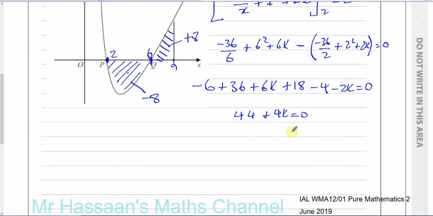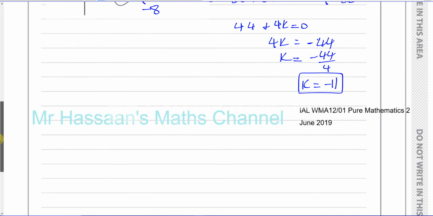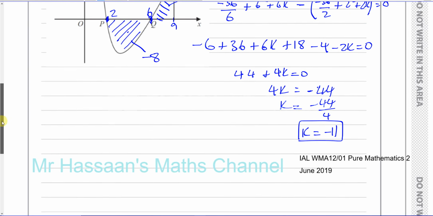So you can say 4k is equal to 44. So k is equal to 44 divided by 4, which is, sorry, what did I do there? Be very careful. 4k is equal to negative 44, because you have to subtract 44 from both sides. So k is equal to negative 44 over 4. So k is equal to negative 11. And there we have the answer, and we have finished paper 2 of June 2019. We've gone through all the questions.